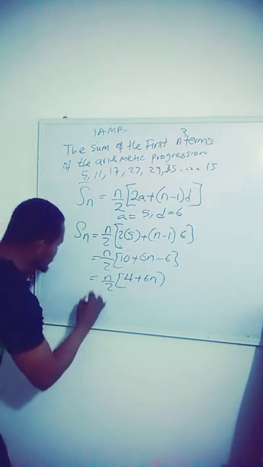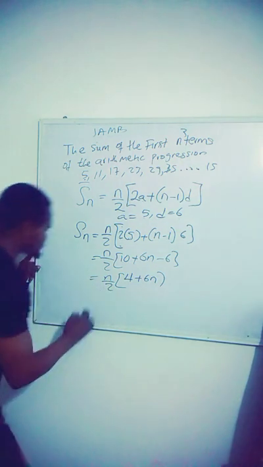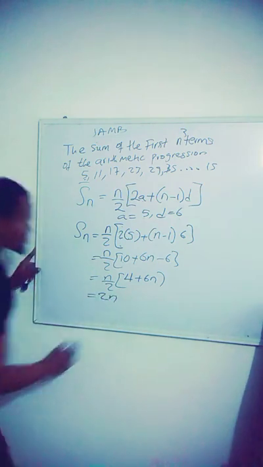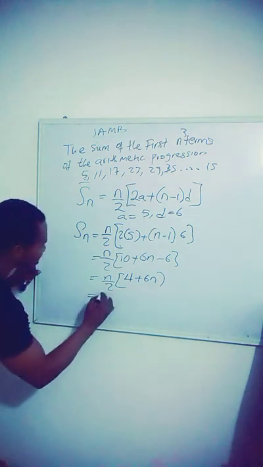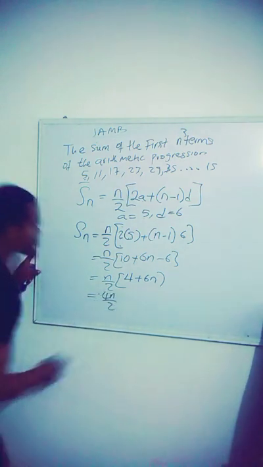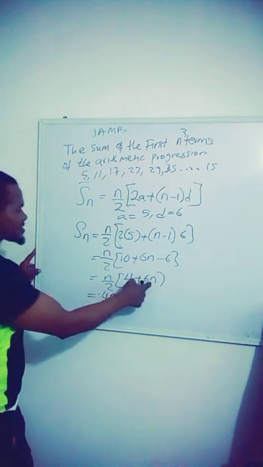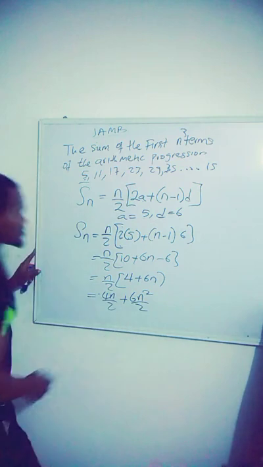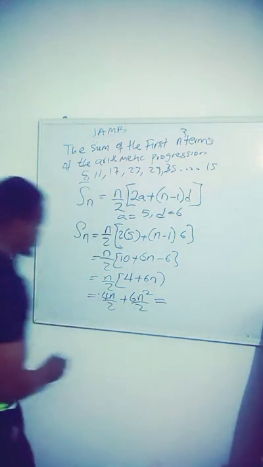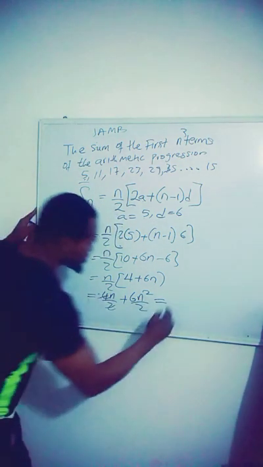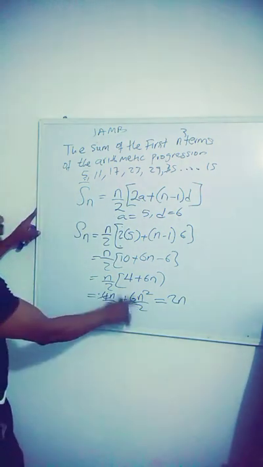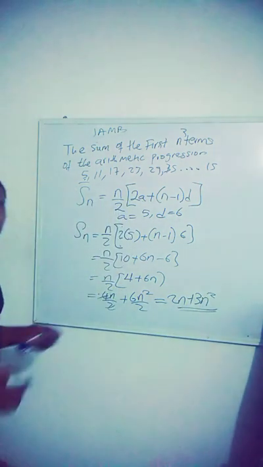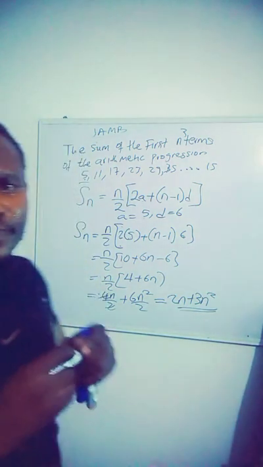Opening the bracket, we have n over 2 times 4, which is 4n over 2, plus n over 2 times 6n, which is 6n squared over 2. So the final answer is: 2 cancels 4, giving 2n, then 2 into 6 gives plus 3n squared. So this is the value. Is that understood?